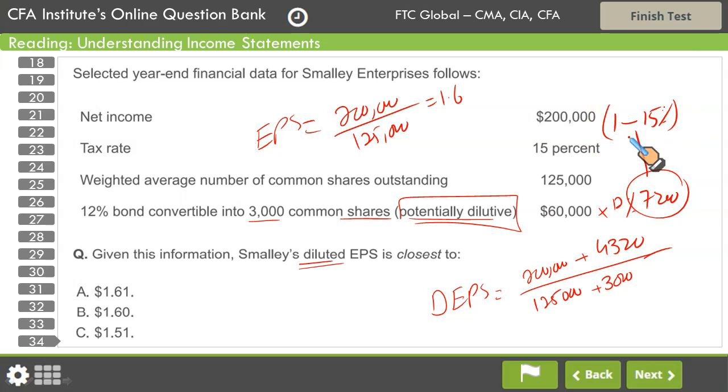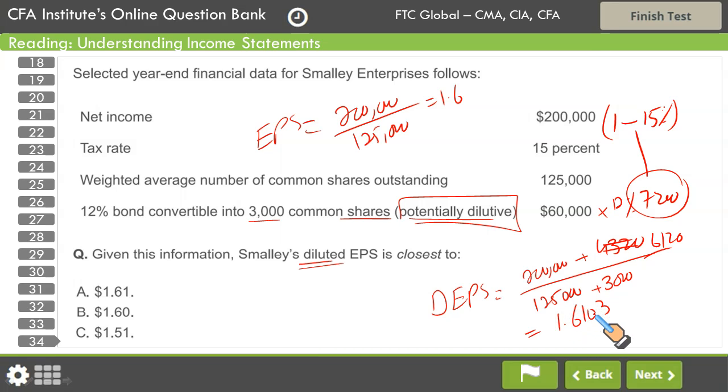So it's going to be 7,200 times 0.85. To this we add 6120 plus 200,000 divided by 128,000. So this is interesting. Your diluted earning per share is 1.6103.